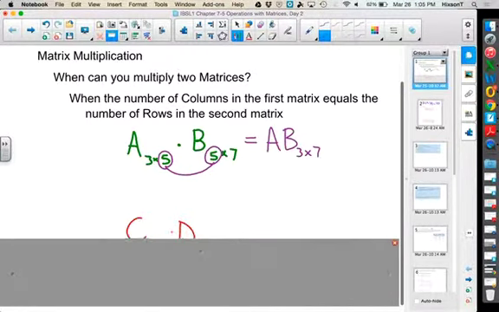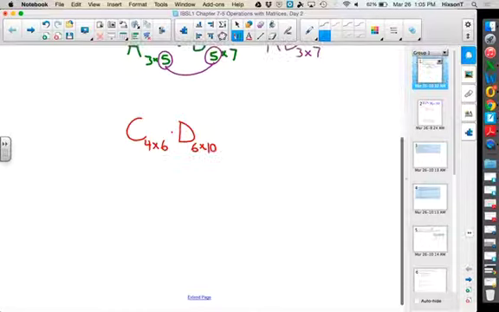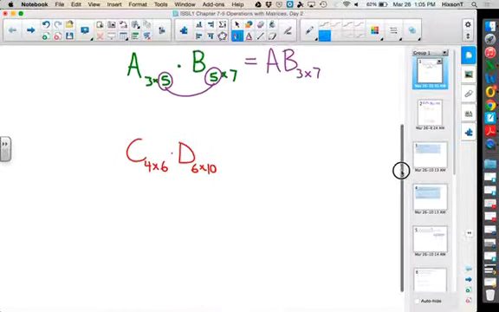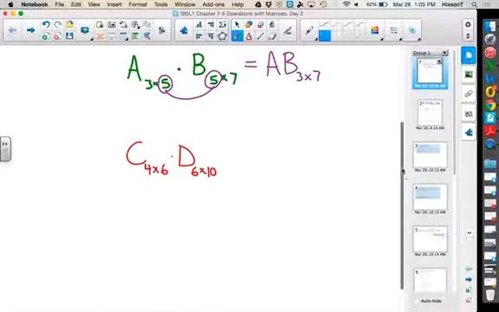But just to get the hang of this a little bit more, take a look at C and D. First of all, can I multiply those together? Yes. What would CD have as its dimensions? 4 by 10. It'd be a 4 by 10 matrix. Can you simplify them or no? Not simplify. What do you mean simplify? Like 2, 5. No, no. Good question.